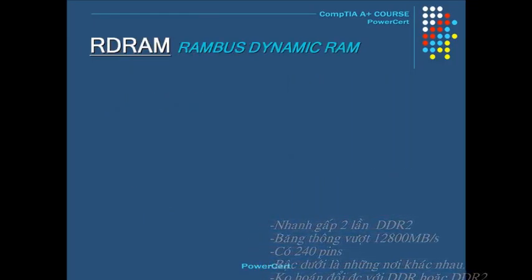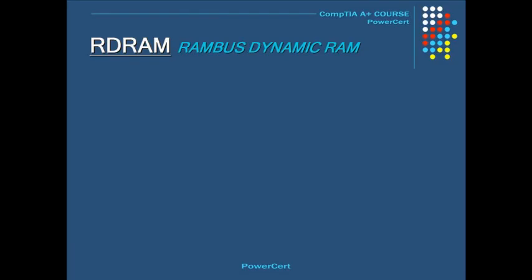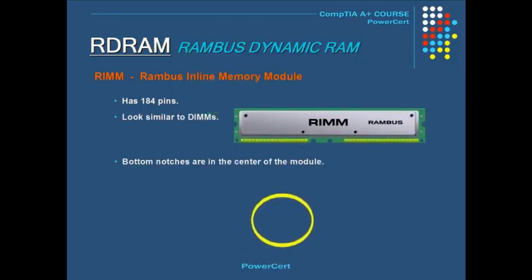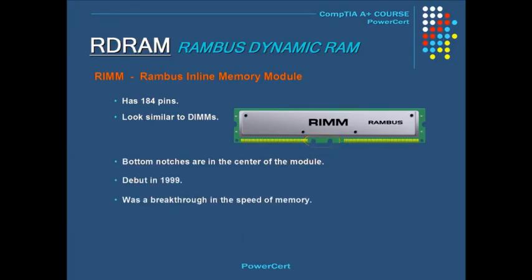Another type of memory was called RDRAM, which was developed by Rambus Inc. And they developed the RIM, which stands for Rambus Inline Memory Module. RIMs have 184 pins and look similar to DIMMs, with the exception that the bottom notches are located in the center of the module. In 1999, RIMs were a breakthrough in the speed of memory, but have quickly fallen behind due to the advancement of technology in DIMMs.